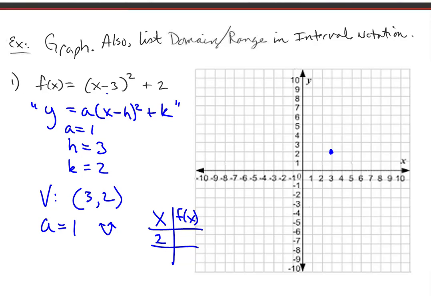When you plug in 2 for x, you get 2 minus 3 is negative 1. Squaring that will give you 1, and then add 2 for that last part at the end there to get an output, or an f of x value of 3. So when x is 2, f of 2 is 3, which means the point 2 comma 3 is on our graph. So let's go ahead and plot that. X is 2, y is 3. It's close to the vertex, but not right on it.